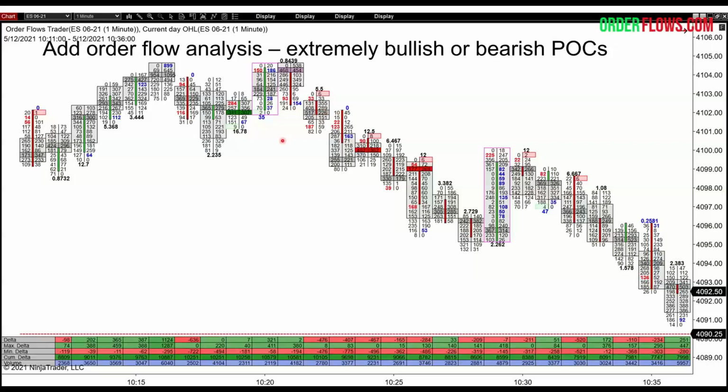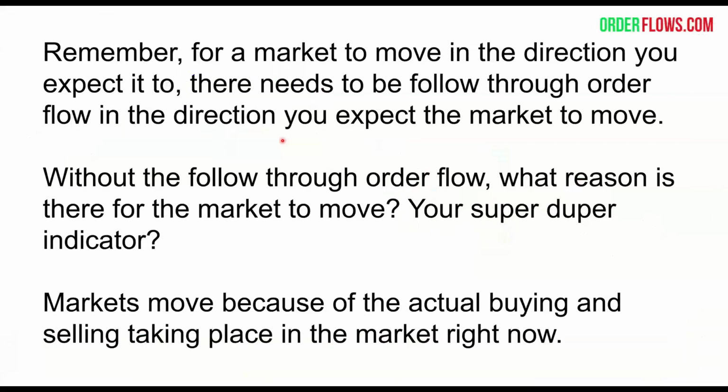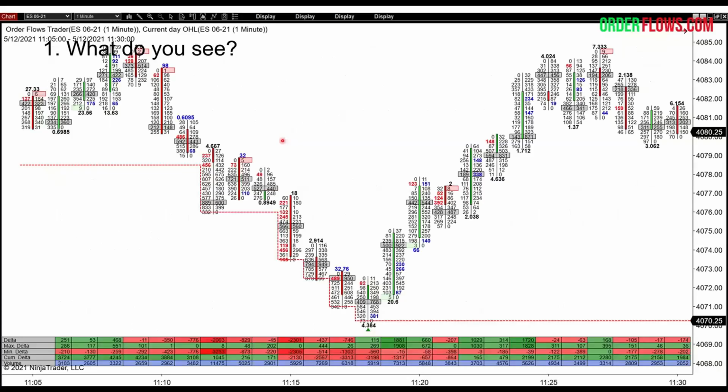That's the beauty of order flow: when you start noticing the opposite flow coming into your current position, you can get out. Because what causes the market to move is the buying and selling. It's not your indicator. It's not that my indicator flashed, so everyone should be buying. No, it's just you, or whoever's using that indicator, who sees that. Order flow is made up of all the traders that are trading in the market right now. That's why the markets move: the actual buying and selling taking place in the market right now.